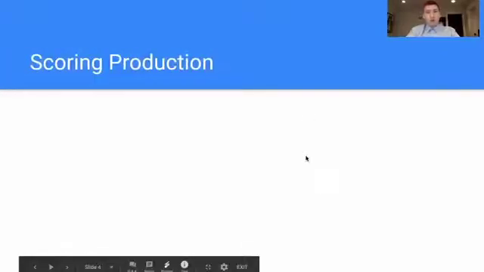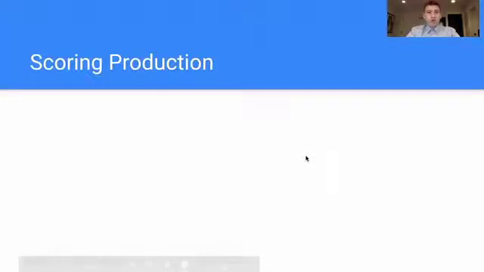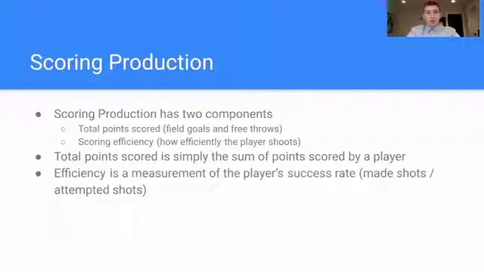The most important variable in the player production formula is scoring production. Scoring production has two components: total points scored, which includes both field goals and free throws, and scoring efficiency, which is how efficiently the player shoots from both the field and the free throw line. Total points scored is simply the sum of points scored by a player, and efficiency is a measurement of the player's success rate from shooting, which is calculated by made shots divided by attempted shots.